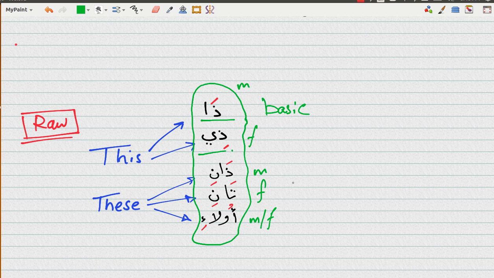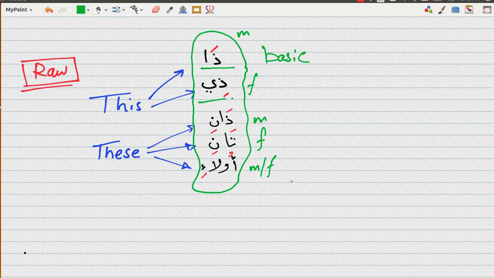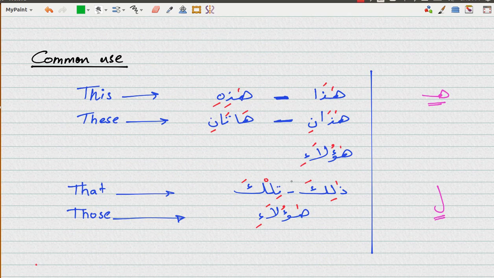Now, these are not the ones that you should memorize. The ones that you should memorize are these: هذا هذه هذان هاتان هؤلاء.